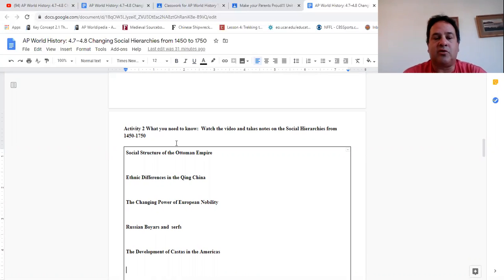The social structures, for example, the Ottoman Empire, they discuss the Janissary Corps. Of course, that's one example of the Ottoman Empire. That's a very important example, but you might want to go back to the book, go back to some of your notes, and check out a little bit more on the social class structure of the Ottoman Empire.